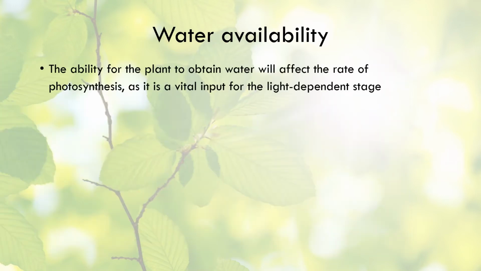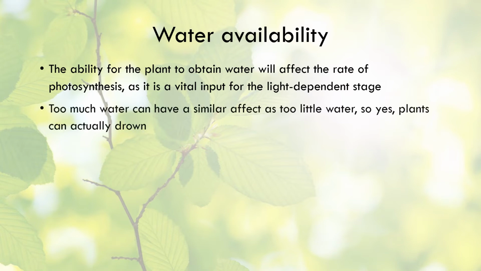The ability for the plant to obtain water will also affect the rate of photosynthesis. So we've looked at light intensity and we even broke that down into the separate wavelengths of light. We're now looking at the availability of water. Remember, water is a really crucial input into the light dependent stage. And so if we don't have water, we cannot run the light dependent stage. So again, this is another limitation of photosynthesis. Not enough water means that we have a problem with photosynthesis.